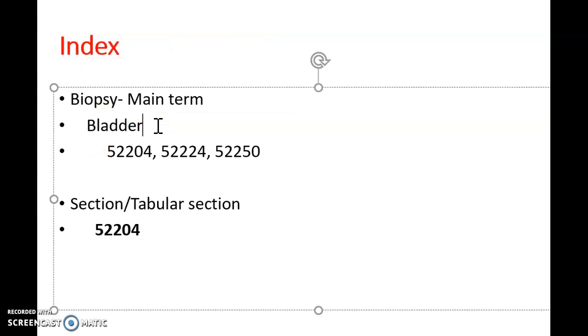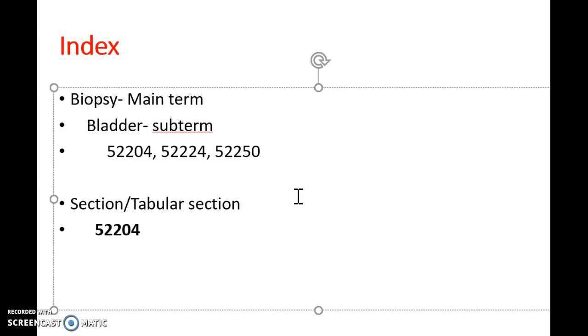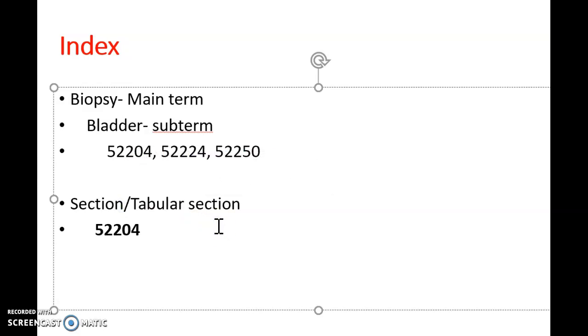So bladder is not a main term anymore, okay? We will call that bladder as your subterm. The subterm will give you this code range to find, okay? And you're not coding. You will never code from your index because you always have to go to your tabular section in the same manual to find the correct code and read its description.